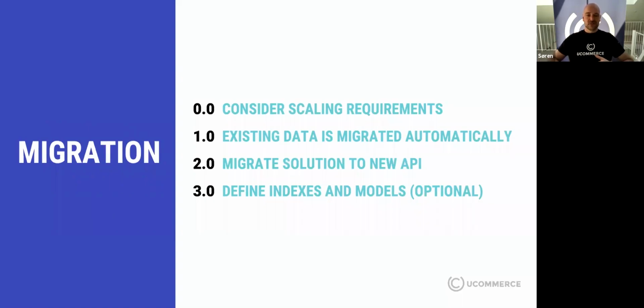So there are basically 4 things that you need to think about as you go to the migration process. The first thing is you need to consider scaling requirements. The reason I put that in there is because the first version of Ucommerce 9 will only ship with the Lucene provider, which means that you cannot scale across multiple servers with the new API to begin with. That will come right after the release, where we're going to implement a second provider, which will enable scalability.